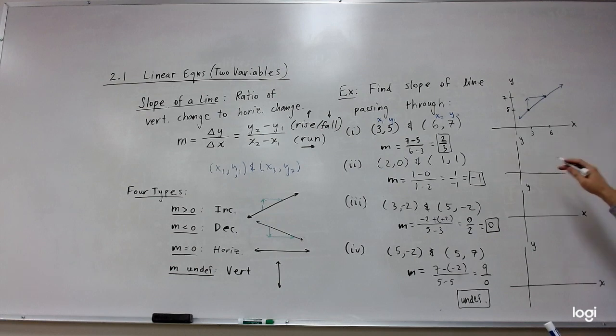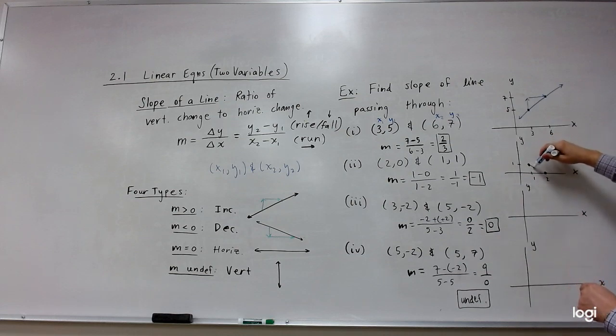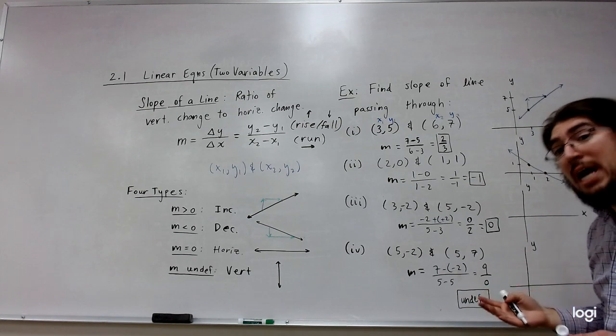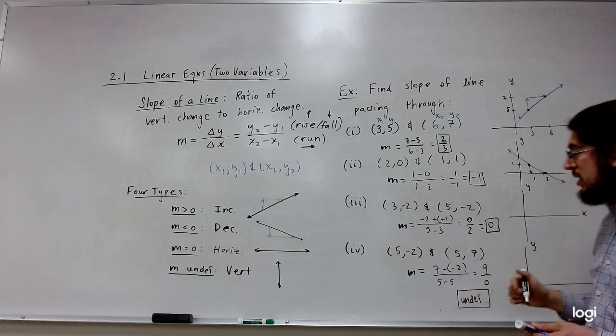What about over here? Well, here, one of the points is, let's see, it's 2, 0. So that's 2, 0. The other point is 1, 1. And yes, if you connect these two together, you get what we've established earlier as being a decreasing line, because you would go down and over. It's negative 1, so that means you go down 1 over 1. Okay?